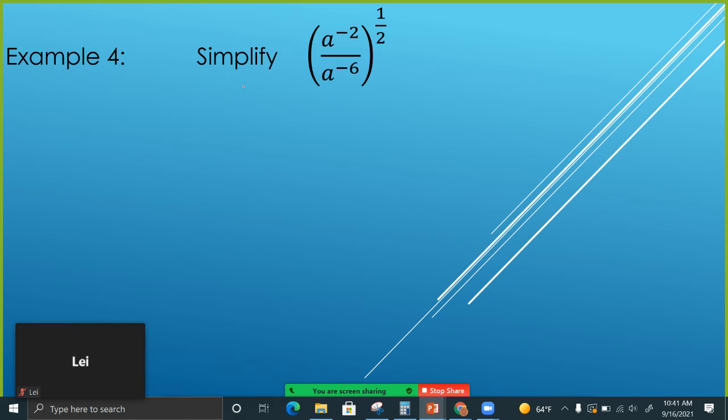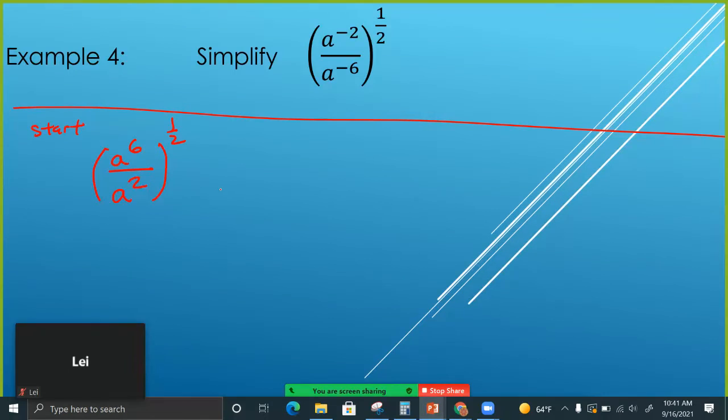So why don't we start this mess by doing our negatives, okay? So below here, I'm going to start by changing positions because of those negatives. I'm going to keep my parentheses and the 1/2 power the same for now and focus on the inside of the parentheses. So I move my a to the 6th up and my a to the 2 down because of the negatives. And now they're not negative. Now they're positive.